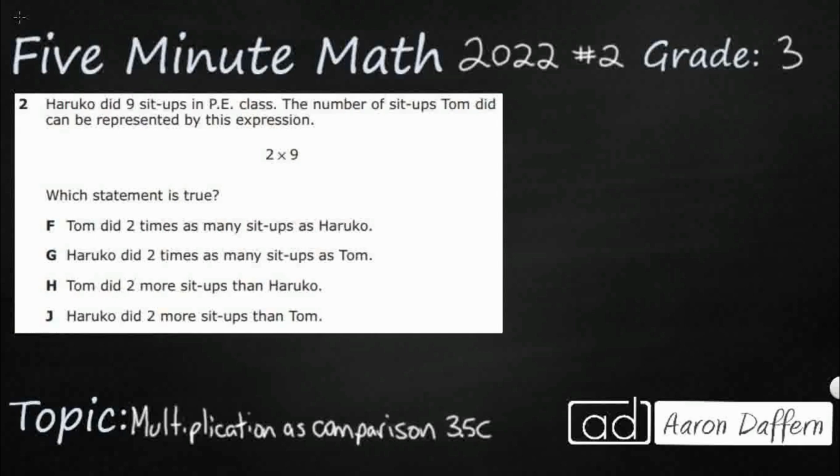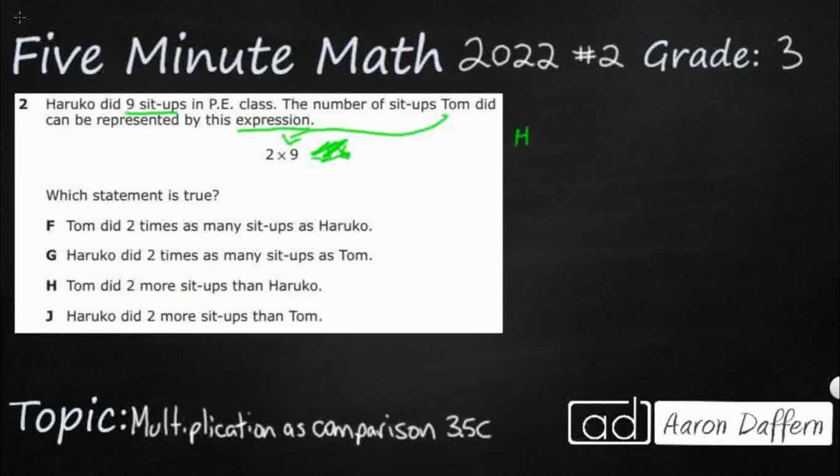So Haruko did 9 sit-ups in PE class, and then we're comparing that with the number of sit-ups that Tom did. And all we have is this expression right here. An expression is when you have numbers in an operation but no equal sign, so it's not an equation. If we were to say equal 18, we've turned the expression into an equation. But it's not there, it's just an expression.